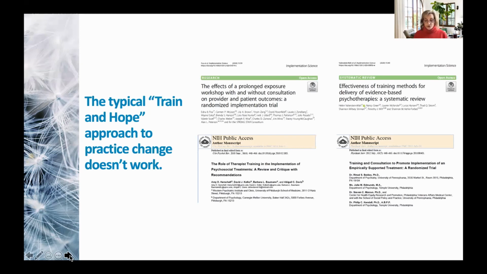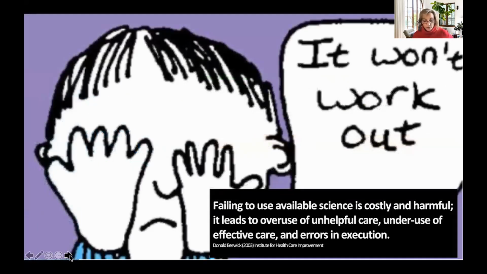While improving practitioner knowledge about evidence-based practices is indeed part of the equation, it does nothing to prepare the organizational conditions needed for practice change. For this to occur, we need to organize and deliver supports much earlier in the game and work with implementing organizations to set the stage long before any training is conducted. Many years ago, Don Berwick wrote that failure to use available science is costly and harmful, leading to overuse of unhelpful care, underuse of effective care, and errors in execution.